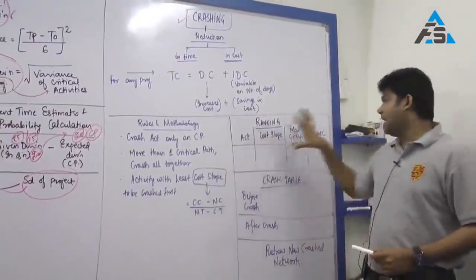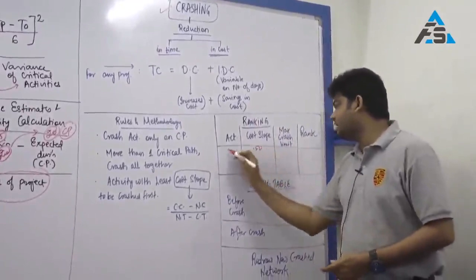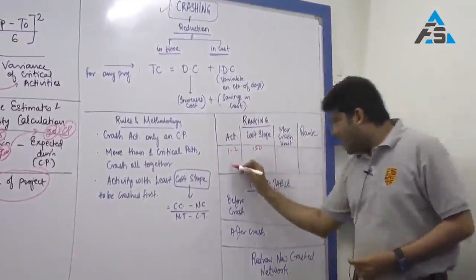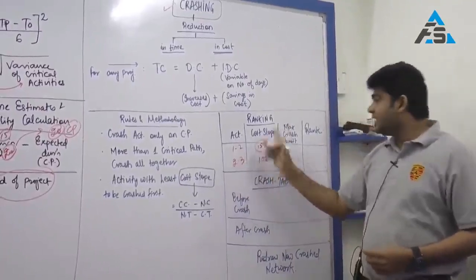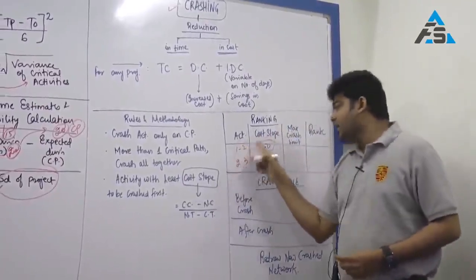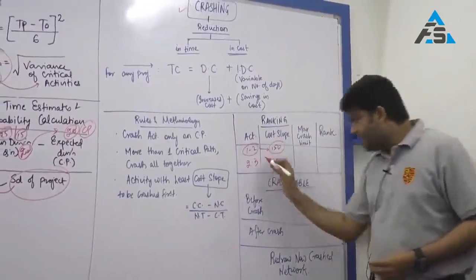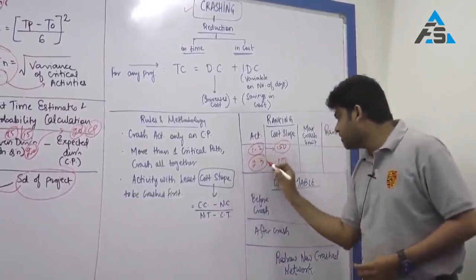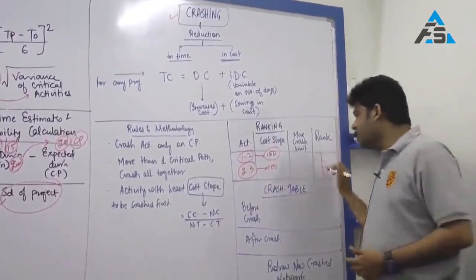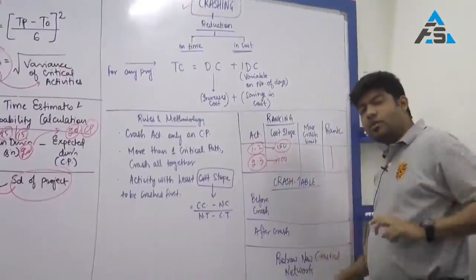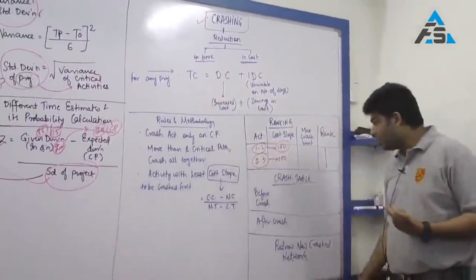In terms of ranking activities by cost slope, say for activity 1 to 2 the cost slope is 150, and for 2 to 3 the cost slope is 100. This cost slope means that in order to reduce one day of 1 to 2, I will have to incur a cost of 150. If I have to reduce one day of 2 to 3, I will have to incur a cost of rupees 100. Based on this, I will give rankings for all activities. The one with the lowest rank will be crashed first, obviously depending on whether it is on the critical path or not.